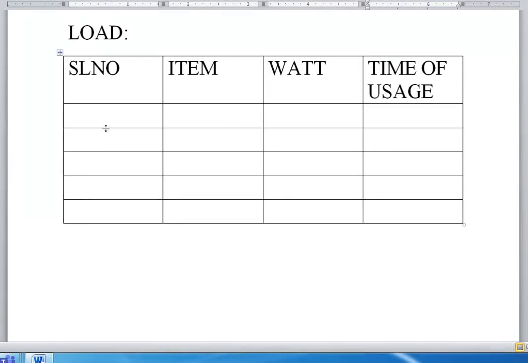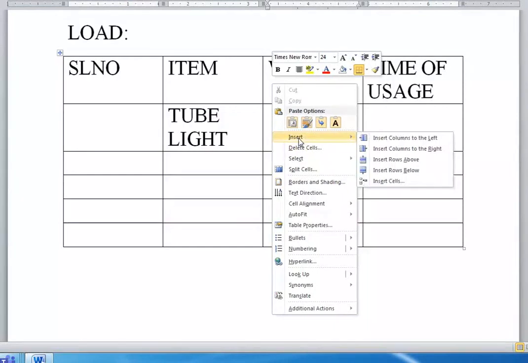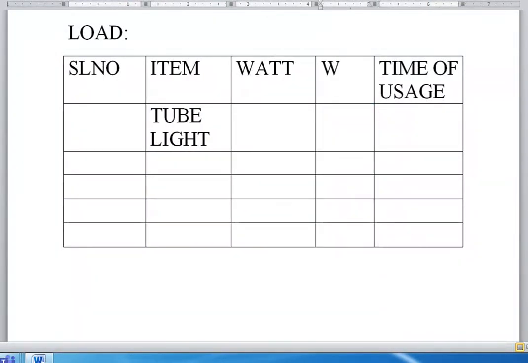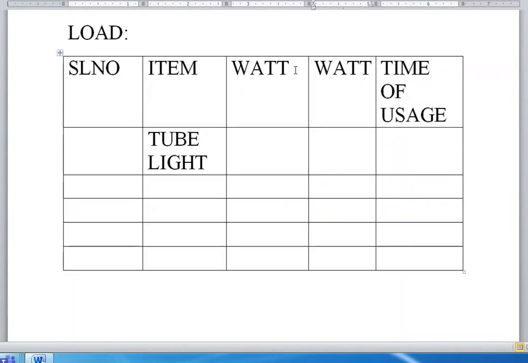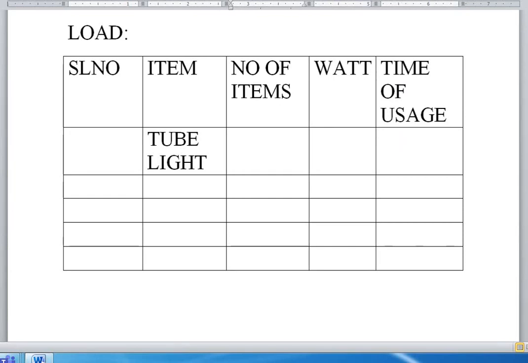These are very important things which you are supposed to remember. For example, when I say tube light, now how many you have? I should add one more column here. So this will become watts and this will become number of items, because you may have more than one.